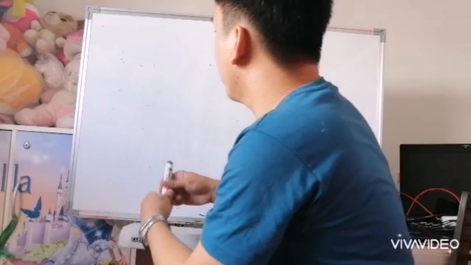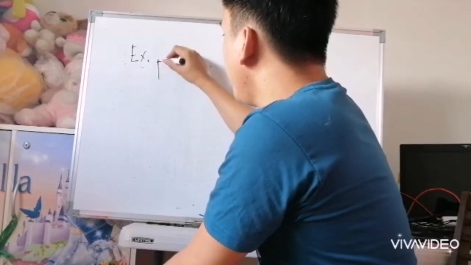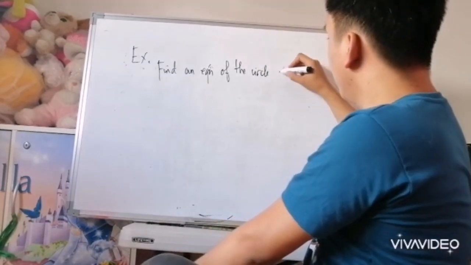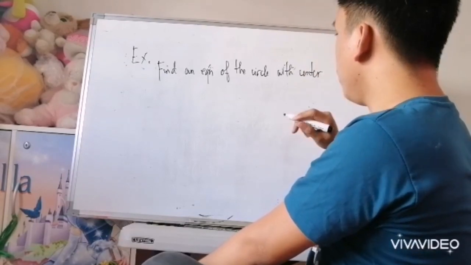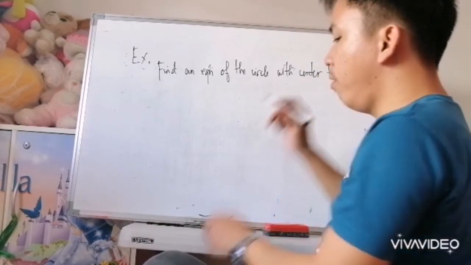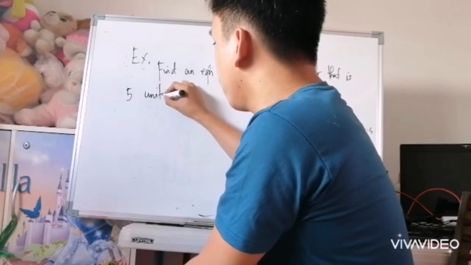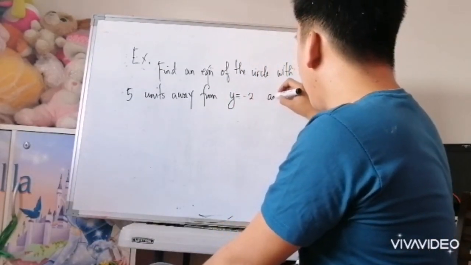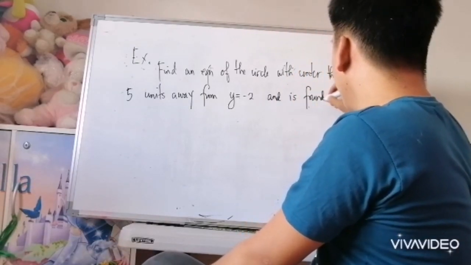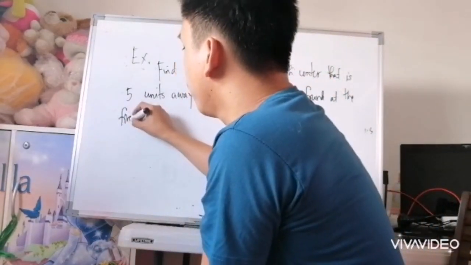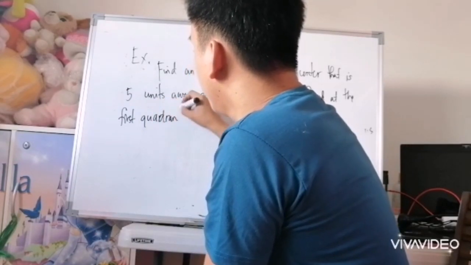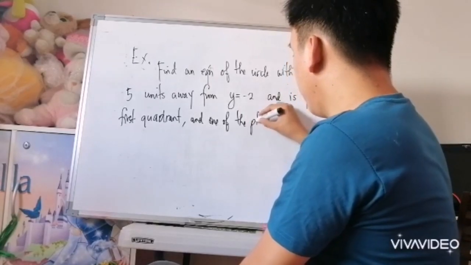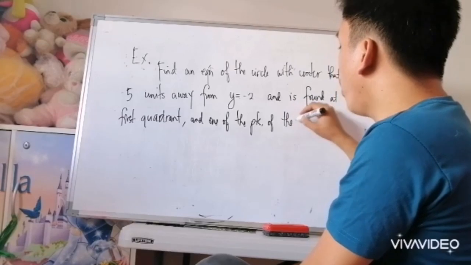Okay, let's consider another example here. Find an equation of the circle with center that is 5 units away from y equals negative 2 and is found in the first quadrant, and one of the points of the circle, let's say, is at the origin.